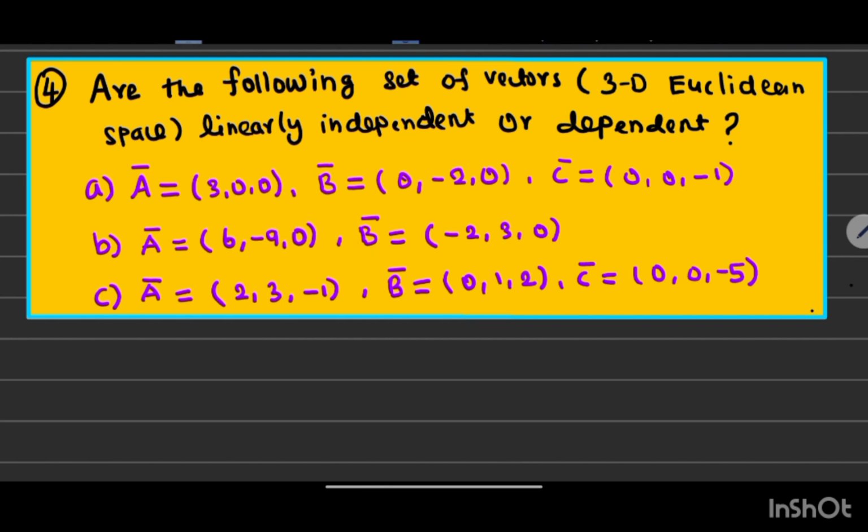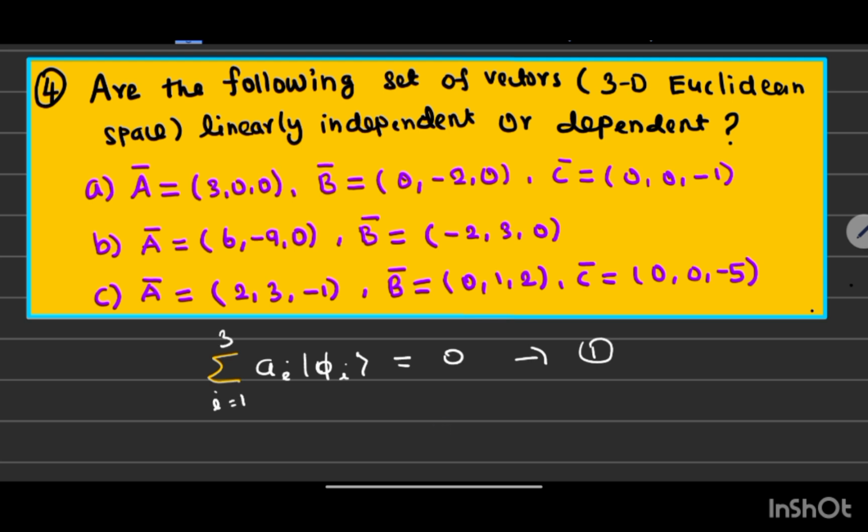For a group of vectors to be linearly independent, we have to frame an equation of this type: sum over a_i times phi_i equal to zero, with i equal to 1 to 3 in this case, and look at the solutions of this equation.